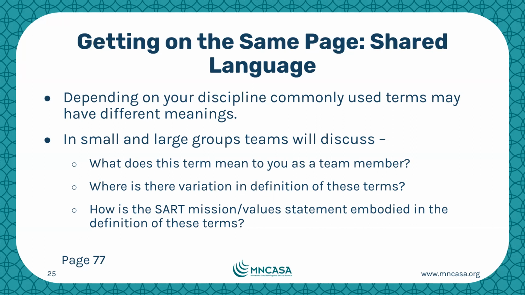Questions that the team members can discuss with each of these terms include: what does this term mean to you? Where is there variation in this definition among team members? How is the SART mission and values embodied in the definition of these terms? By creating these shared definitions ahead of time, this may reduce confusion team members may have when participating in conversations about community cases. It is also a great opportunity for team members to remind one another of the varying philosophies each person will bring to the team.